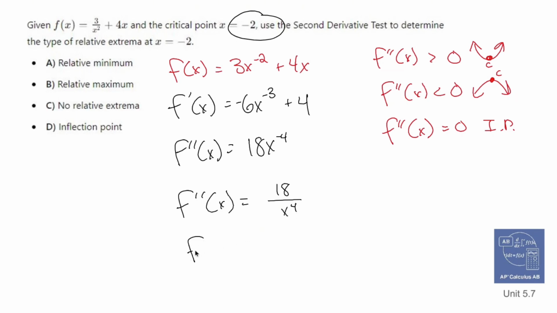Plugging in -2 is going to be 18 over -2 to the 4th, which is going to be 18 over -2 times -2 times -2 times -2, which is 16, which is going to be a positive number. So since it's a positive number, we have something that's concave up, which means it's going to be a relative minimum.